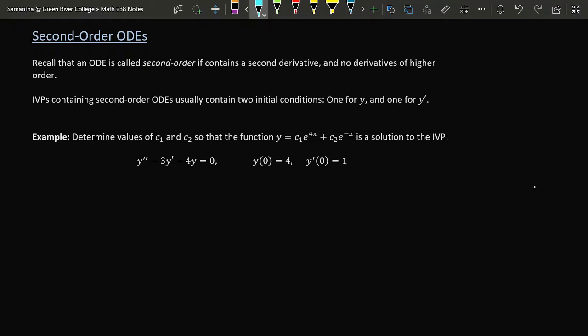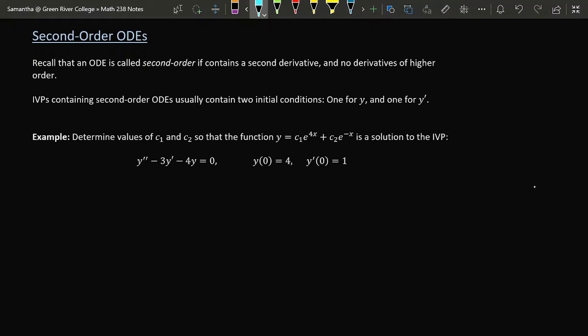Now, an initial value problem for a first order differential equation usually only had one data point that was given to us. But for a second order ODE, we usually have two values given to us. For a third order, we usually have three values. For a fourth order, we usually have four data points, and so on and so forth.